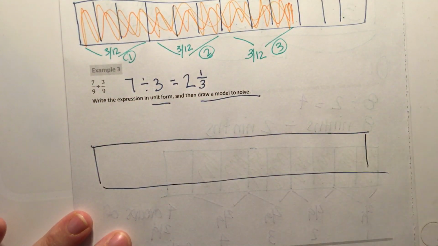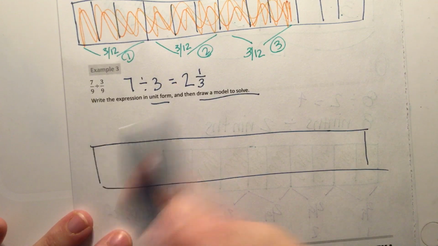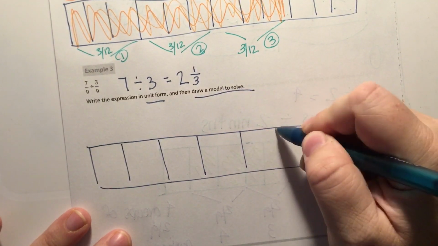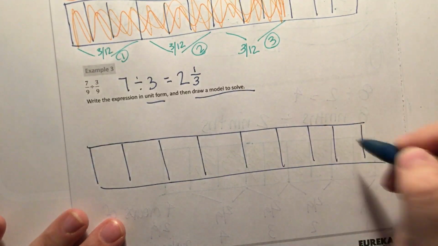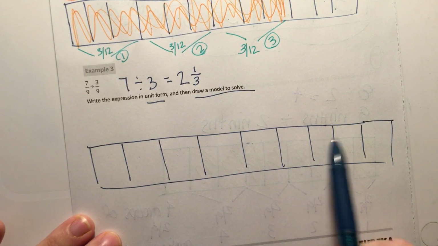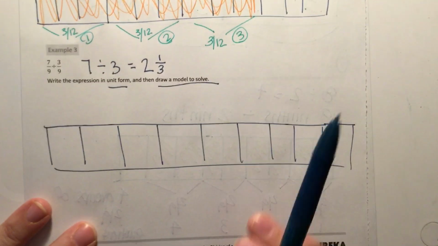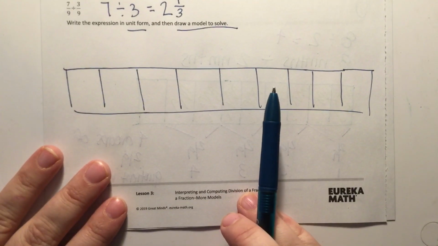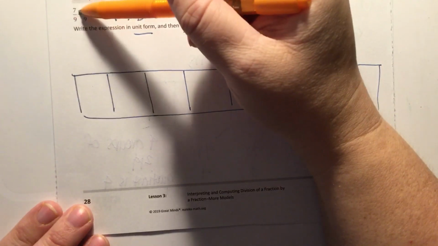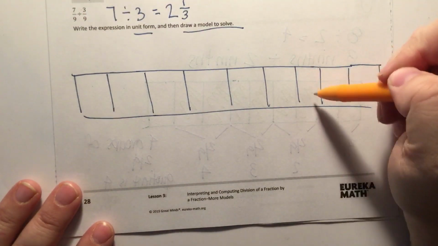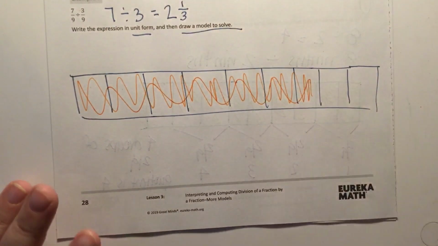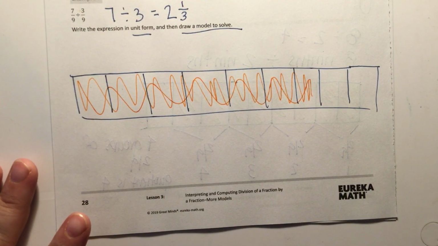We have our tape diagram, okay? We have our 9ths, right? So we have 1, 2, 3, 4, 5, 6, 7, 8, 9. But I don't have all 9 pieces, do I? No, I do not. I only have 7 of my 9, right? So that leaves me with 2 pieces at the end. So here we go. Here's my 7 pieces of pizza I have.